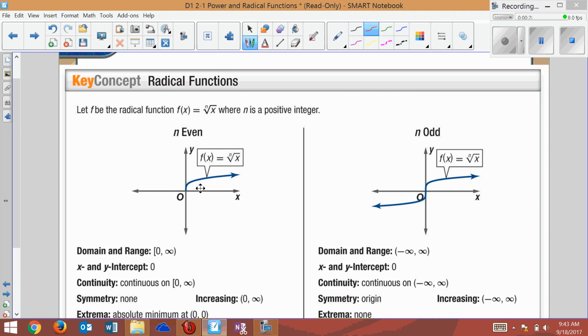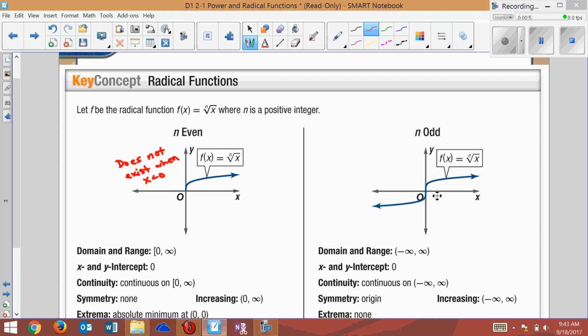Now, here's some rules with it. If you have a root and the power is even, it will not exist on the left side. I'll go ahead and write that out. Does not exist when x is less than 0. Now, if the value is odd, it will exist.